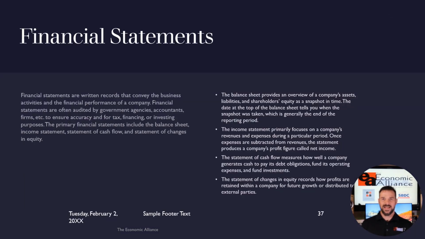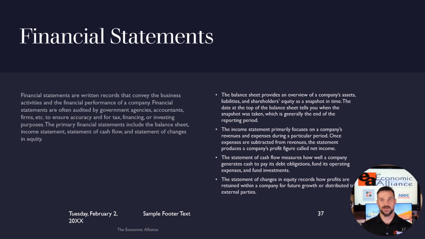Financial statements are written records that convey the business activities and the financial performance of a company. Financial statements are often audited by government agencies, accountants, and firms to ensure accuracy and for tax, financing, or investing purposes. The primary financial statements include the balance sheet, income statement, statement of cash flow, and statement of changes in equity. The balance sheet provides an overview of a company's assets, liabilities, and shareholders' equity as a snapshot in time. The date at the top of the balance sheet tells you when the snapshot was taken, which is generally the end of a reporting period.